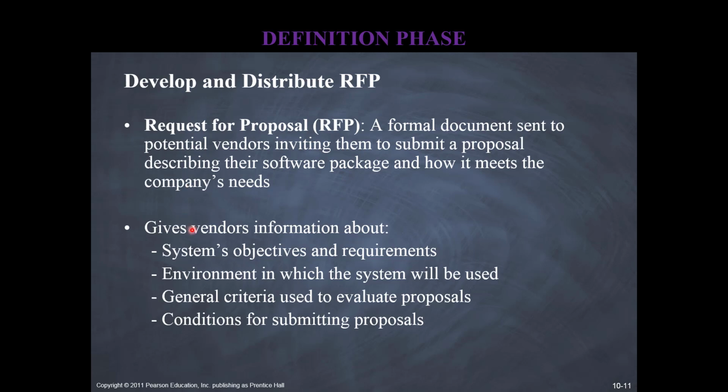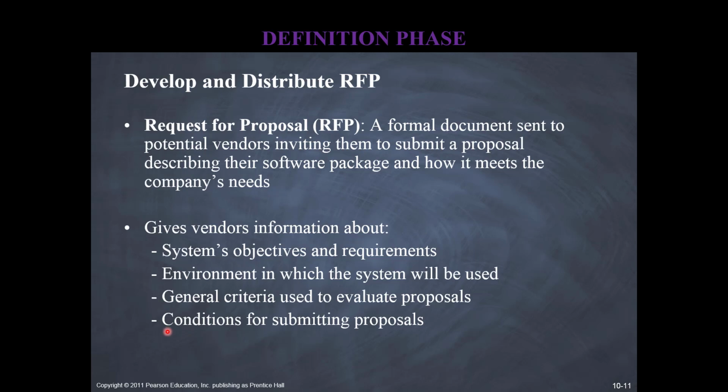Typically, an RFP document gives vendors information about system objectives and requirements. In other words, what are you trying to accomplish with the software package that you're looking for? The environment in which the system will be used, meaning some information about your existing IT infrastructure, about your company, general business information. Also, general criteria used to evaluate proposals. In other words, you will tell them how you're going to evaluate which vendor seems to meet your needs. And also some additional conditions for submitting a proposal.